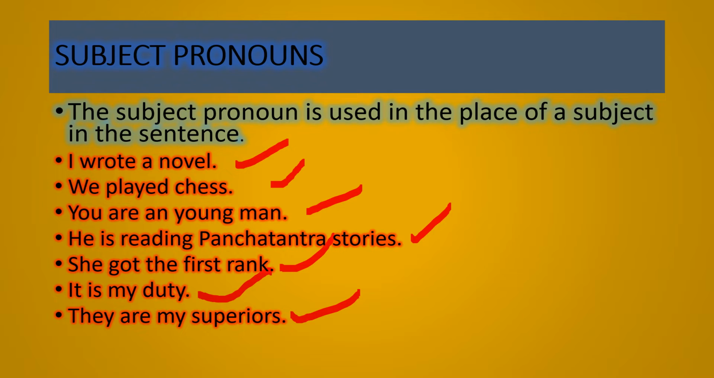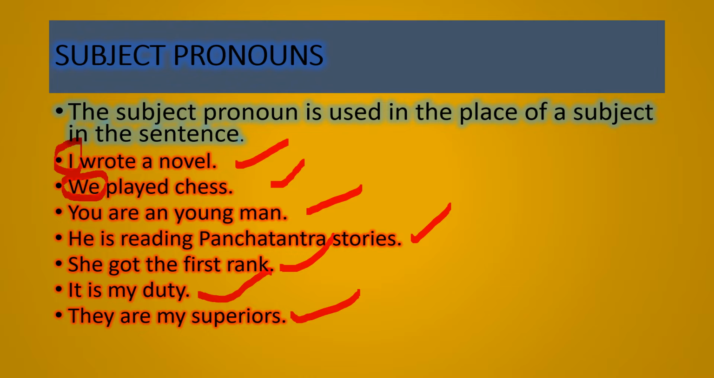In all these sentences, in the beginning, we talk about whom, a person or a thing. In I wrote a novel, we are talking about I. Here, the subject is I. The name is not mentioned. If the name is mentioned, that is a noun. In place of the noun, I is used. Here, we is the subject pronoun. Why is it called a subject pronoun? It is used in the place of the subject.